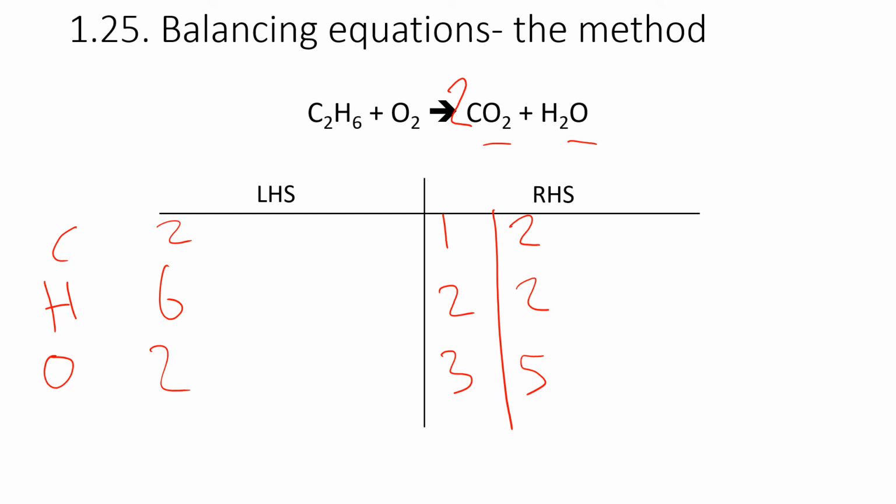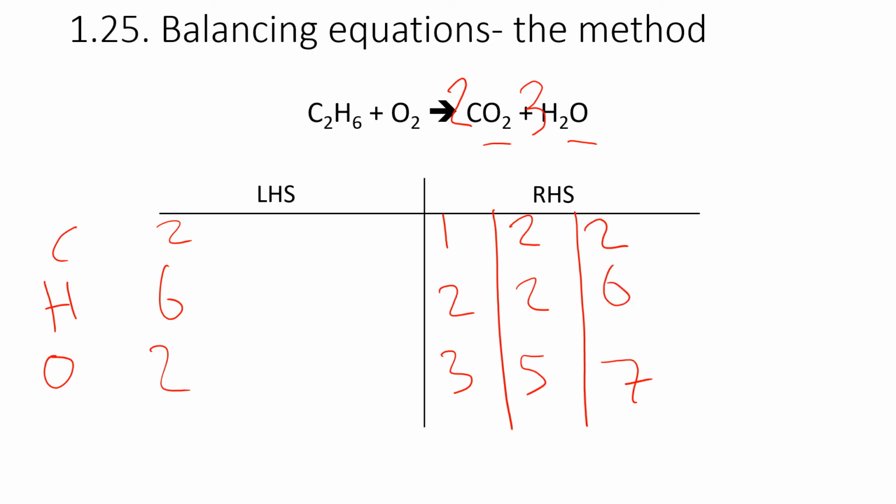Now we'll fix the hydrogen. We've got 6 on the left and 2 on the right. So we're going to need to multiply our water molecule by 3 to bring that number of hydrogens up to 6. Let's write a new column and see what we have. We still have 2 carbons. We now have 4 oxygens from the carbon dioxide molecules, and we have 3 from the water, which means we have 7 oxygens. We have 3 times 2, which is 6 hydrogens.